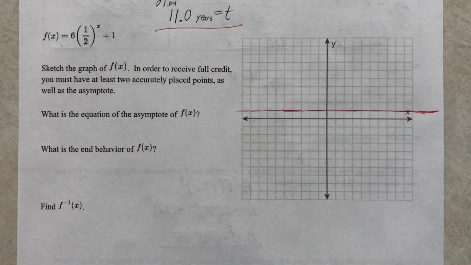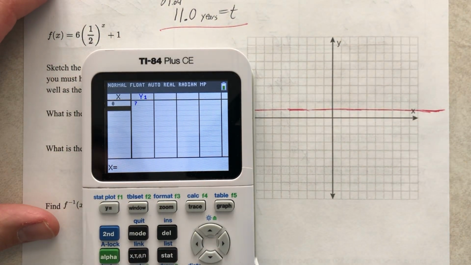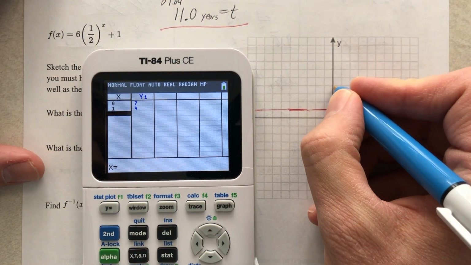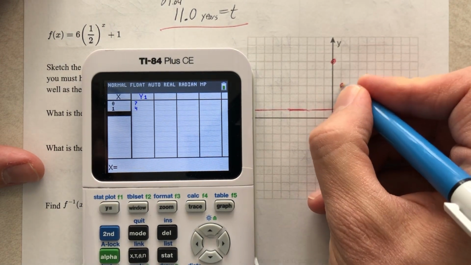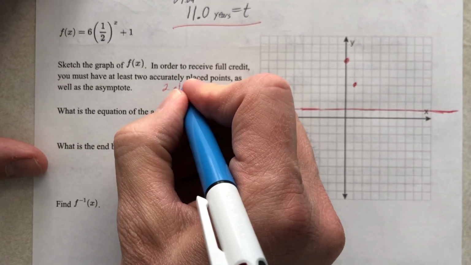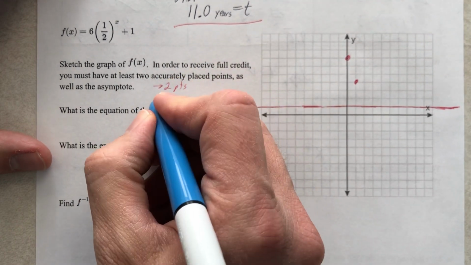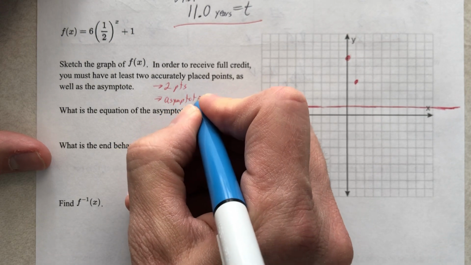And then I need a couple other points, and if you want to get technical about it, there's a couple things that I was looking for, and let me see. Those were 2 of the points: (0, 7) and (1, 4). So if you had those 2 points, then you would get 4.5 points of credit. And then if you had the asymptote, I love that word, that was another 4.5 points of credit.